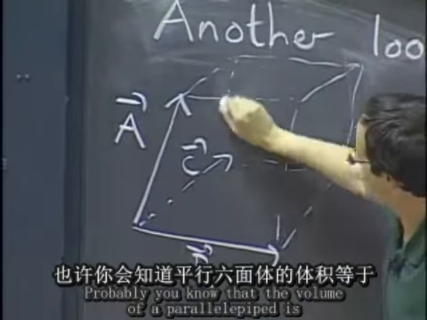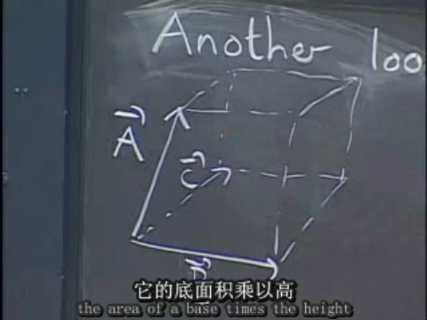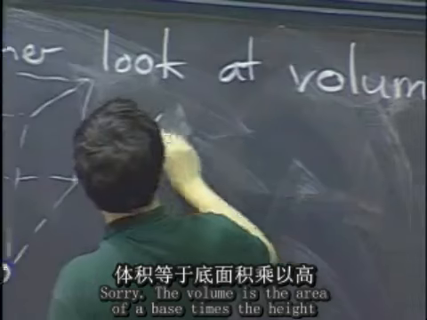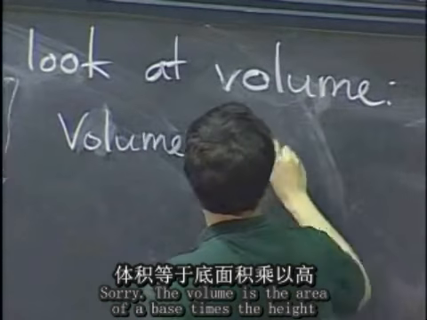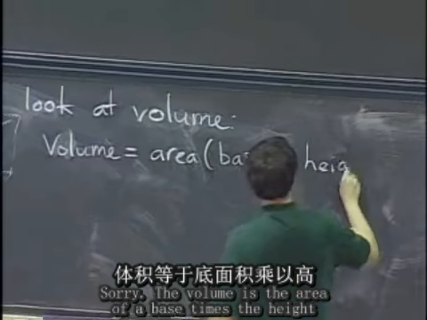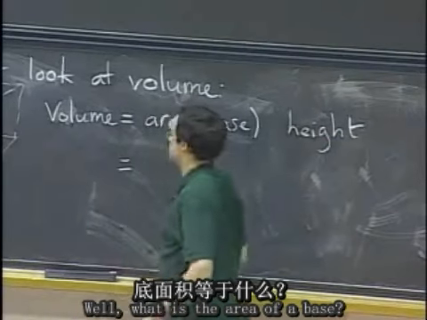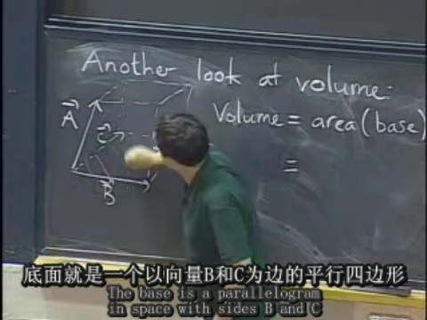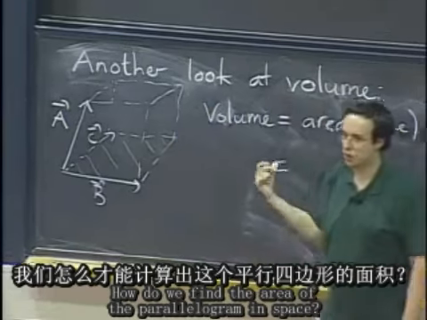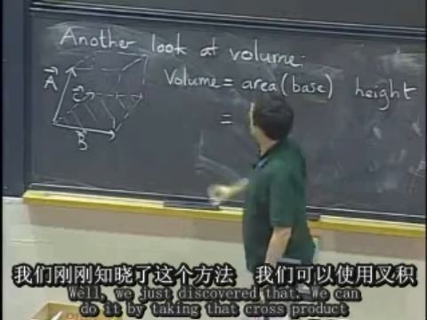So probably you know that the volume of a parallelepiped is the area of a base times the height. How do we do that in practice? Well, what's the area of a base? The base is a parallelogram in space with sides B and C. How do we find the area of a parallelogram in space? Well, we just discovered that. We can do it by taking the cross product.